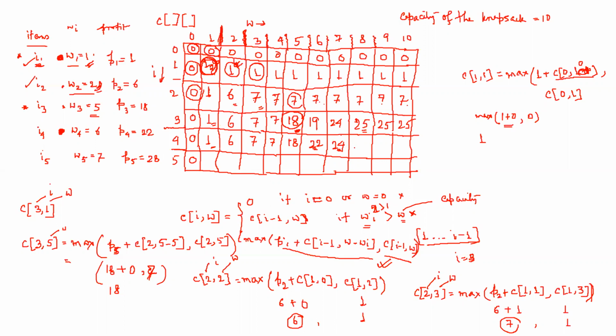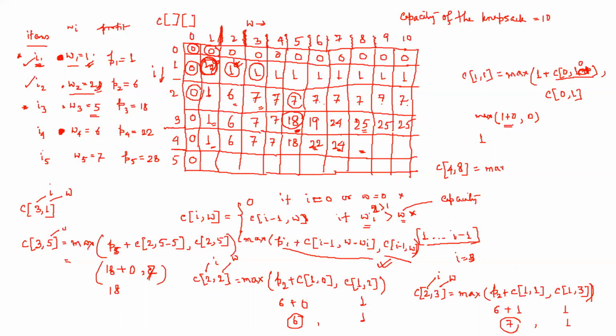Okay. Now if I consider the next cell, what will be the maximum profit? Let us calculate the next cell. So what is the value? C, row number is 4, column number is 8. I want to calculate C48. What will be the value of this?